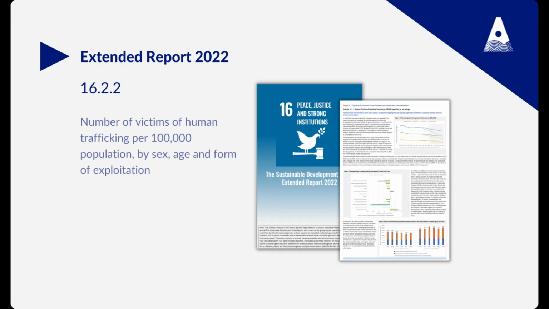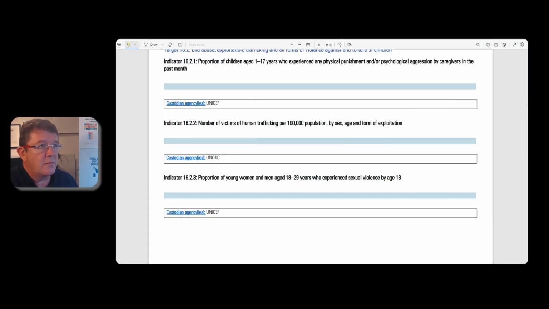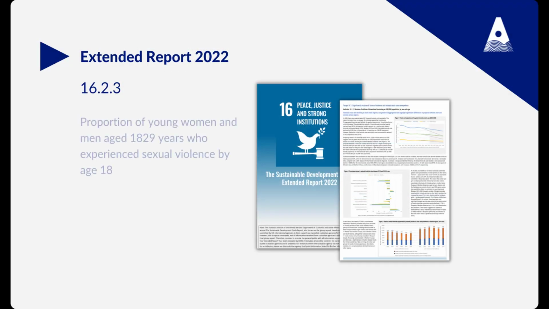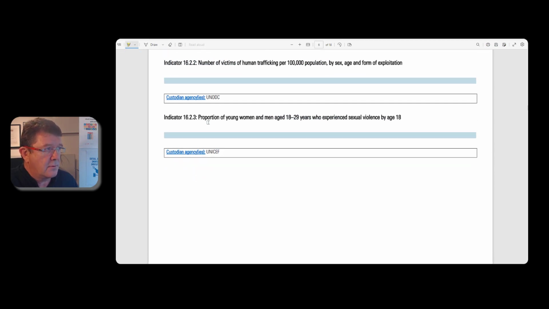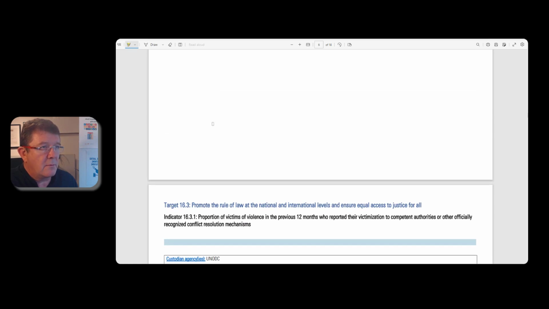Indicator 16.2.2, number of victims of human trafficking per 100,000 population by sex, age, and form of exploitation. And indicator 16.2.3, young adults aged 18 to 29 who experienced sexual violence by the age of 18. I'm sure those statistics are being harvested, but not in this particular report, and I'm sure they are quite grim.